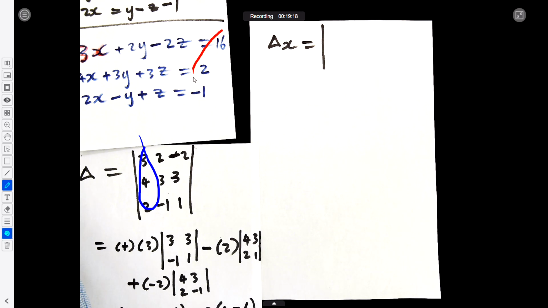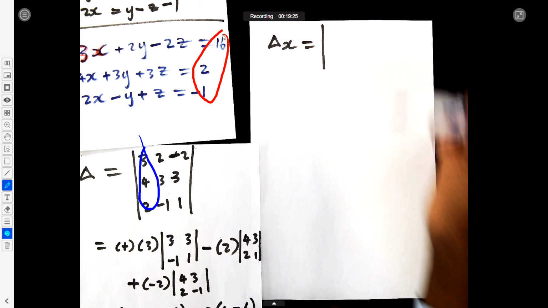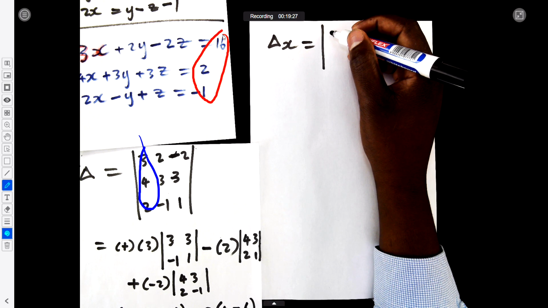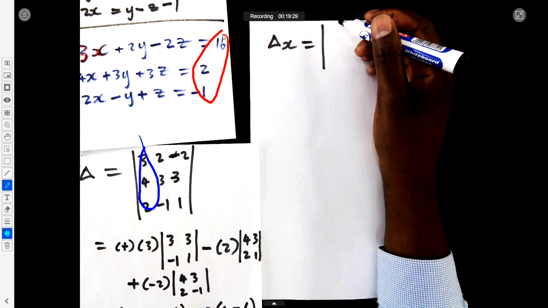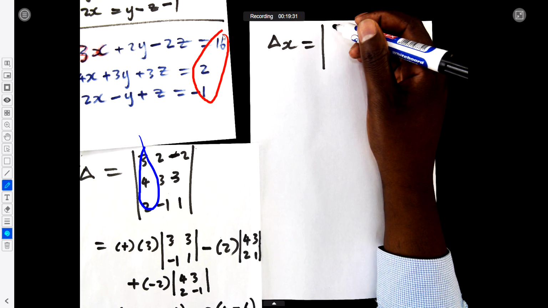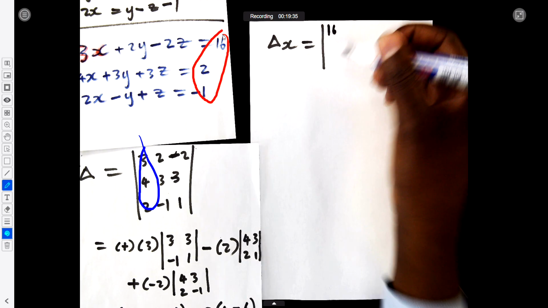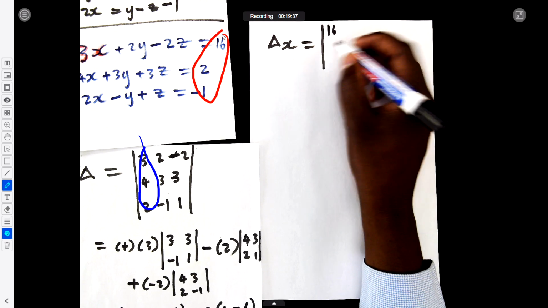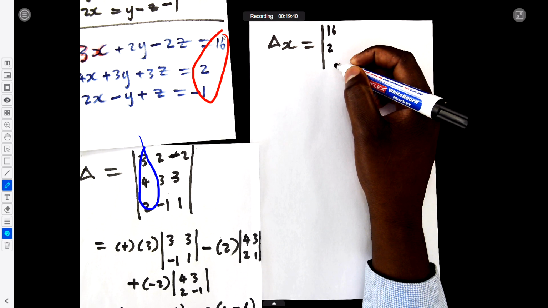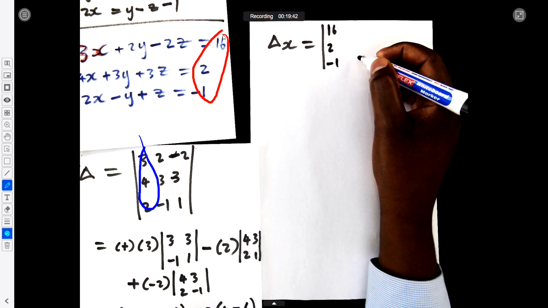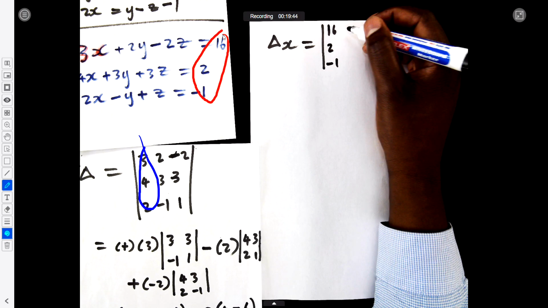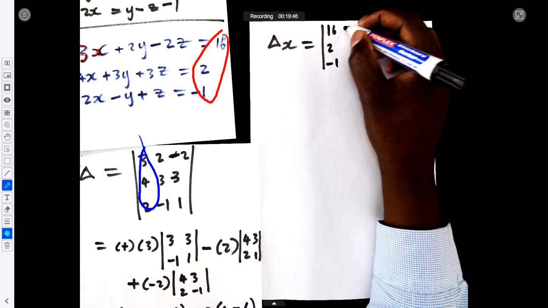So we're going to take this constant, we replace the column of x by those constants. I hope it's still clear, we still remember. If you want to solve for y, you replace the column of y by the constants, and then solve the determinants. So we have to solve for x. We are replacing the column of x elements by the constants, which were 16, 2, and minus 1. Then the rest of the elements remain the same, which came from y and z. We just replace the ones from x.